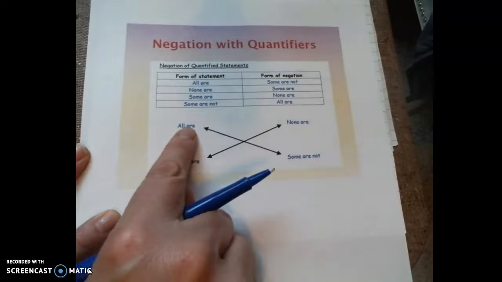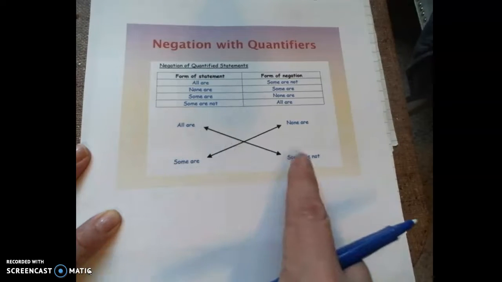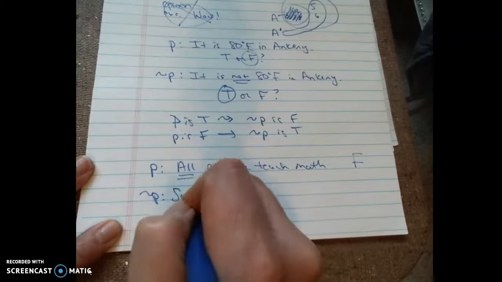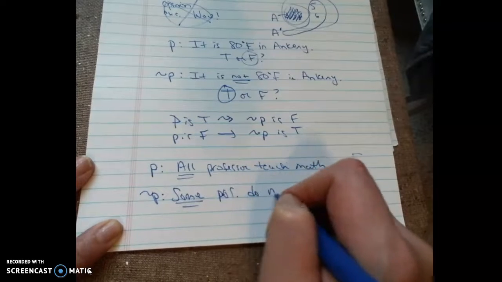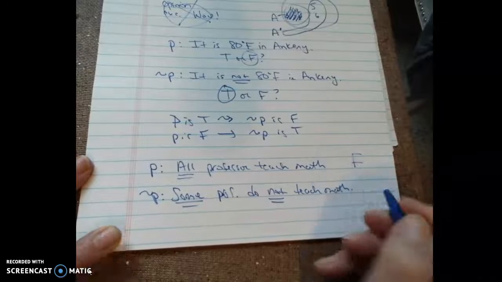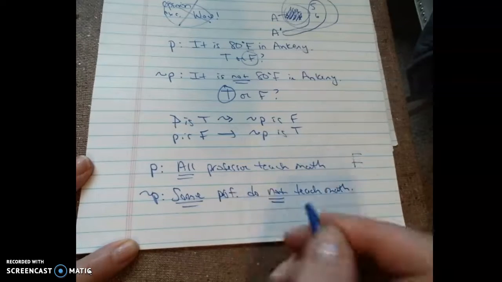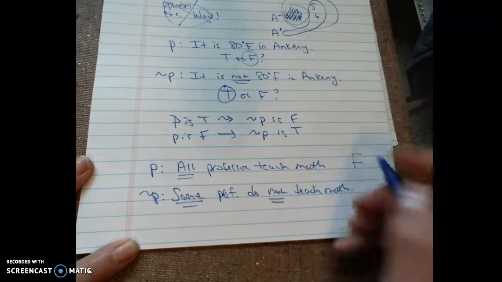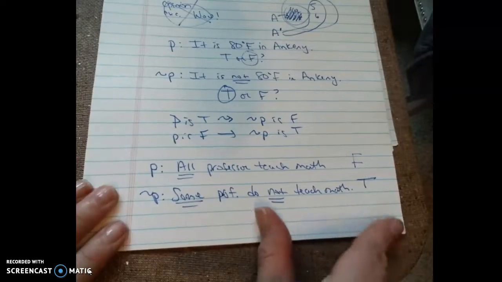So if I have all, okay, all professors teach math, the negation is that some professors do not teach math, okay? Let's see how that happens. Okay, all teachers, we know that's false. Some professors do not teach math. That's true, right? I have colleagues that teach other subjects. So you got to be a little careful on those.